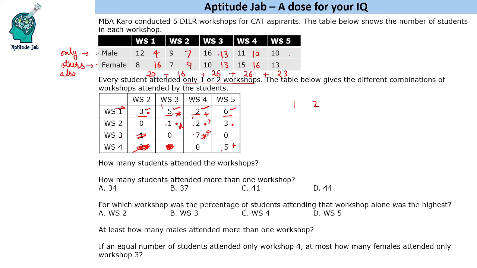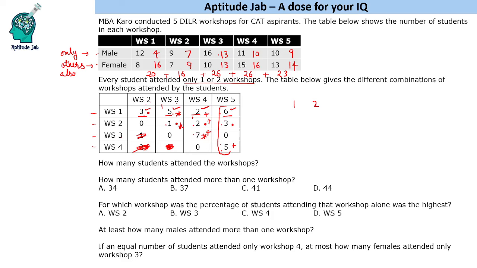Now coming to workshop 5, it is easy because only these people will attend workshop 5 and other workshops than 5, because we do not see workshop 5 in the horizontal rows. So this is 9, 9 plus 5, 14. So 14 people attend workshop 5 and others. So 9 people will attend only workshop 5.